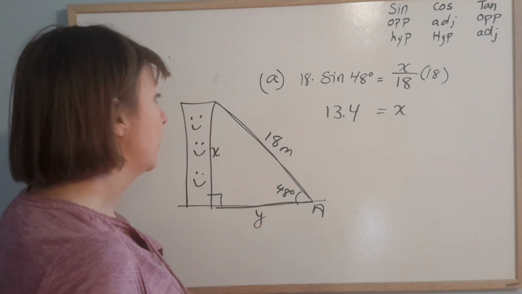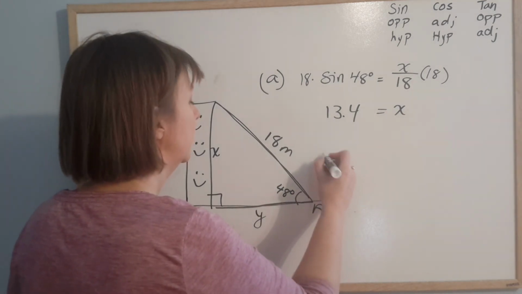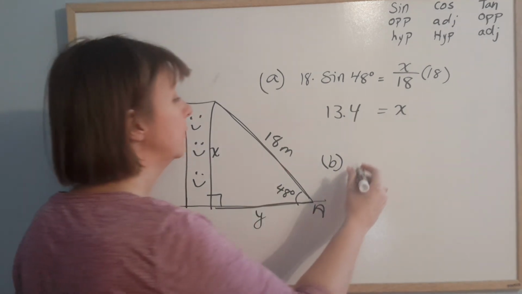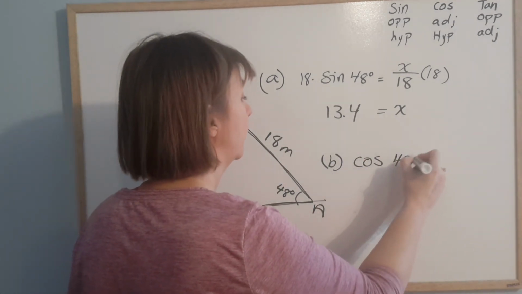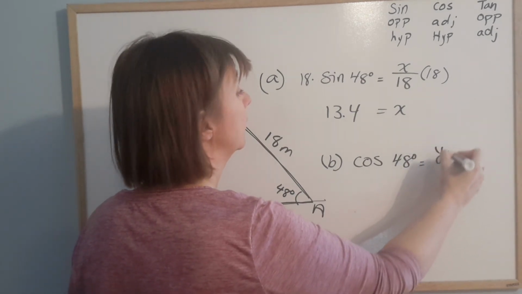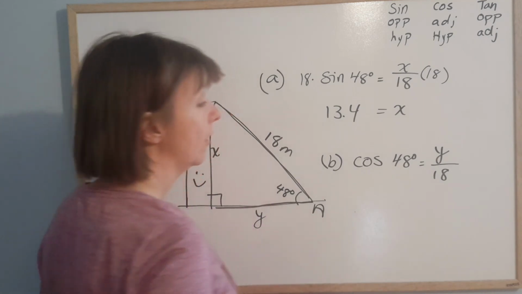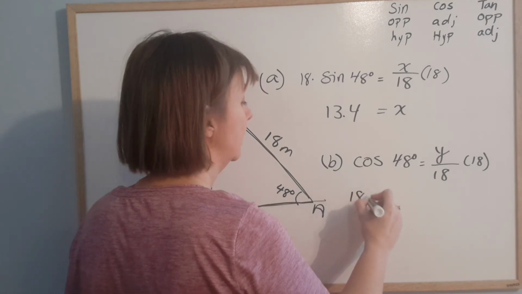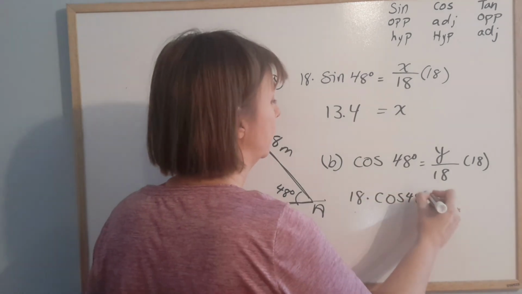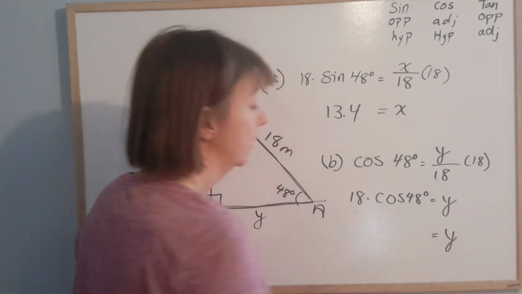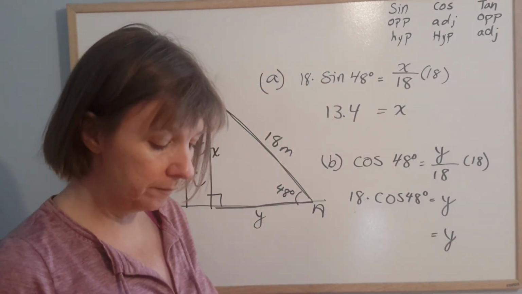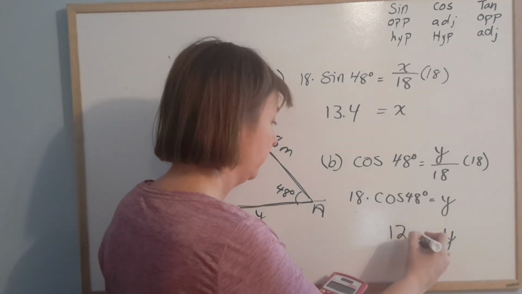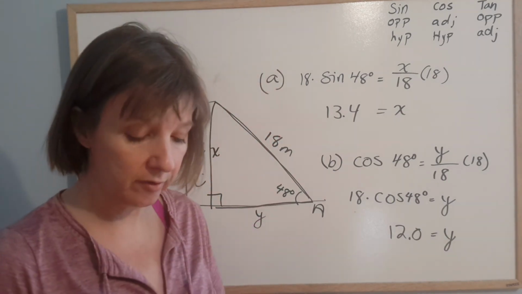Again, if I want to use 48 as my reference, I could do that for part B. I could say this time I want to know the adjacent side, and I know the hypotenuse side, which would be cos. Cos of 48 degrees is the adjacent side, which I don't know, over the hypotenuse side, which is 18. So I'm going to multiply this side by 18. So I have 18 times cos of 48 is Y. So I just put that in my calculator. 18 times cos of 48 is 12.0 when I round it off to the nearest tenth.